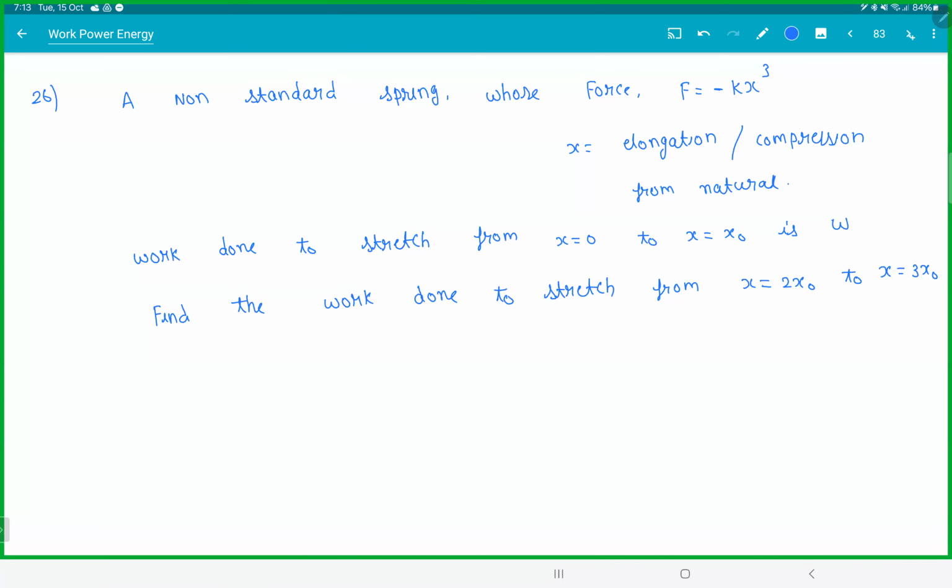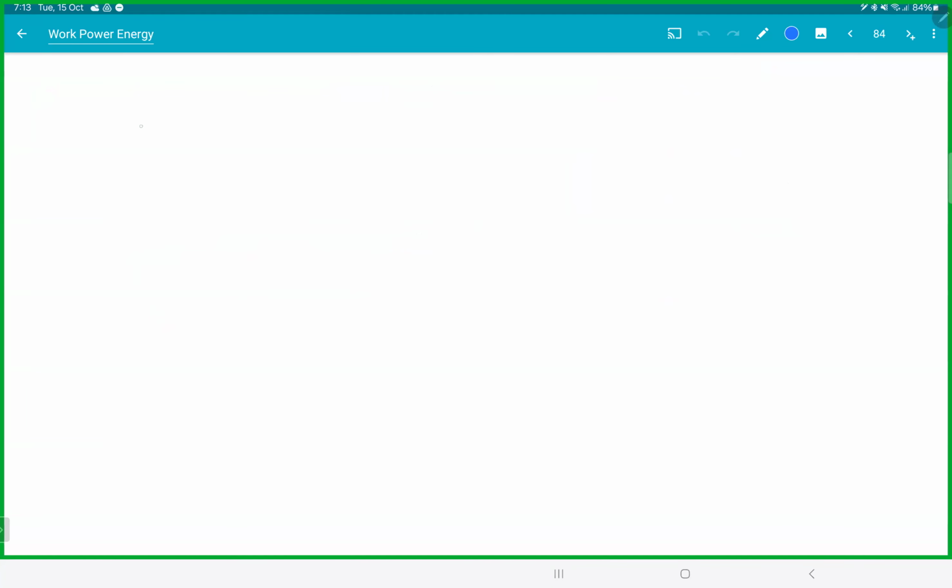65. Let's see. First thing, go back to the definition of potential energy. So work done by the spring force will be integral f dx. This would be minus kx cube dx. This will be minus 1 by 4 kx power 4. This will be negative of potential energy. So the potential energy of the spring is 1 by 4 kx power 4. So the potential energy of the spring itself will change. This is not half kx square anymore. It is something else.